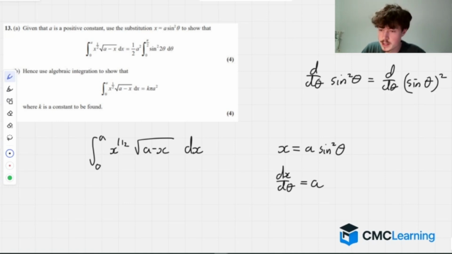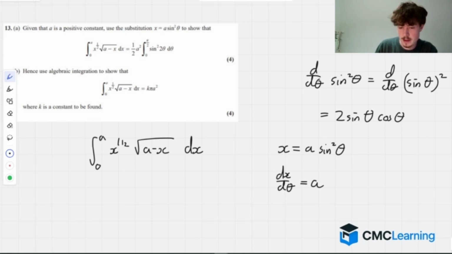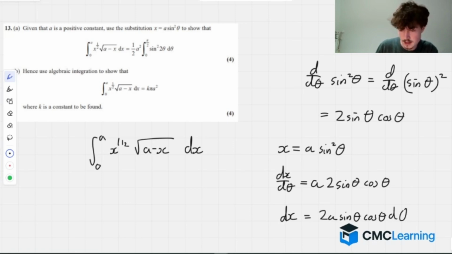You can split the sine squared theta into two parts as the following, where we can take the squared out, and it's a bit easier to see that you can do this in two parts. Firstly, we'll do the brackets where we have the squared, so we can get this as 2 sine theta. Now we need to differentiate what's inside the brackets, and we get cos theta. So then our result for dx by d theta will be a 2 sine theta cos theta. So we can rewrite this as dx equals 2a sine theta cos theta d theta. There's a lot of terms, but at the end we will be combining them together.